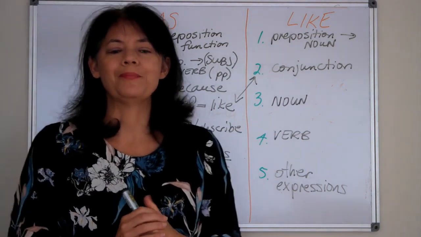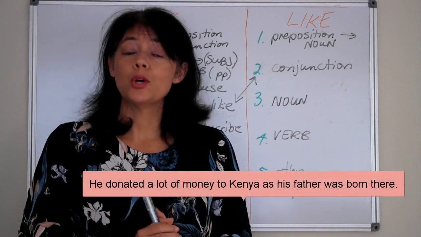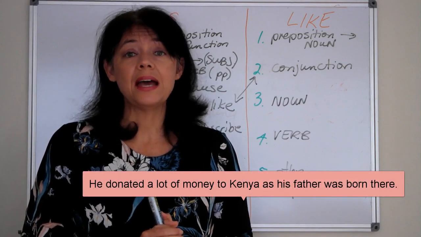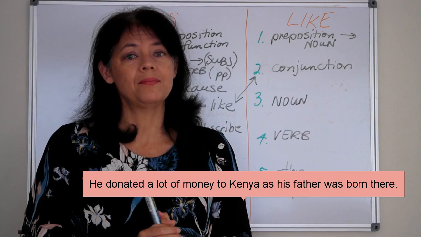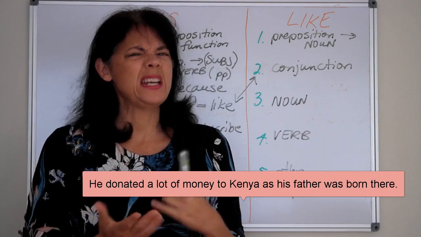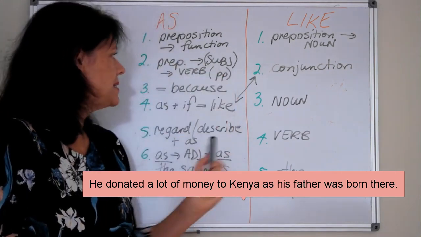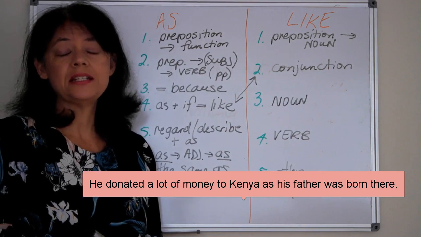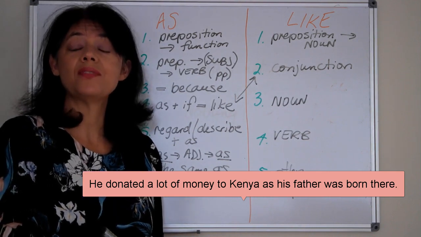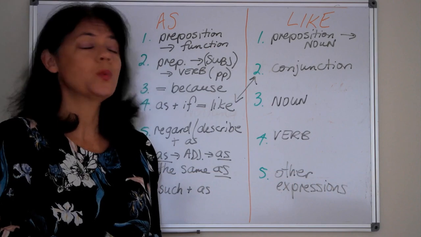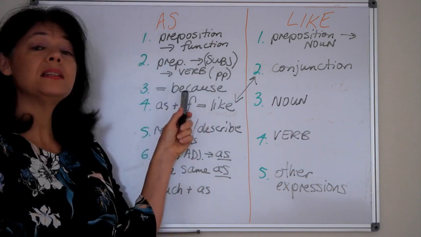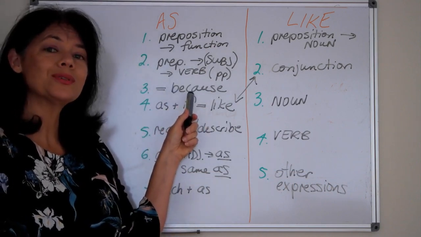Let's try a different one. He donated a lot of money to Kenya as his father was born there. So you can hear it's as, but which one is it? He donated a lot of money to Kenya as his father was born there. This one is number 3. It simply means because.